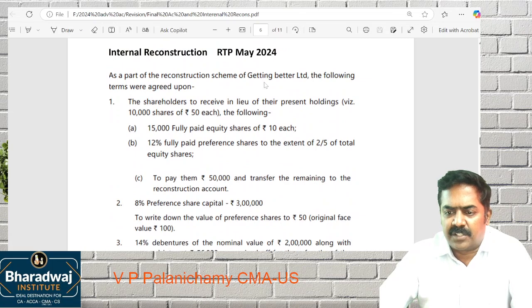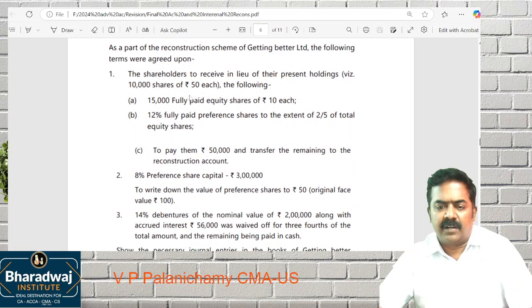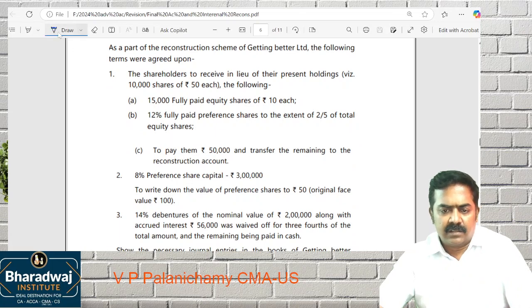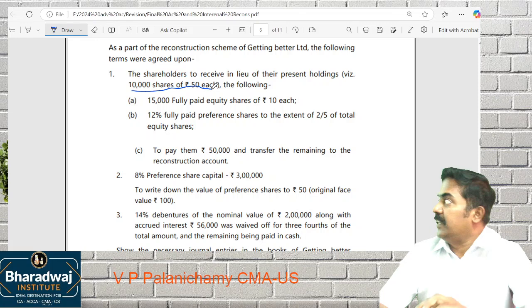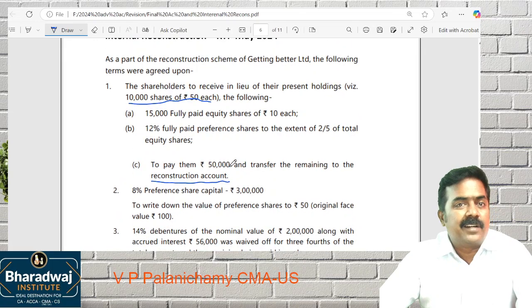As part of the reconstruction scheme of Better Limited, the following is agreed upon. Shareholders will receive 10,000 shares of 50 each. For that, what are they going to get? 15,000 shares of 10 each, and preference shares of 2/5 of the total equity shares. So they pay them 50,000 and transfer the remaining to which account? Reconstruction account is nothing but the capital reduction account.